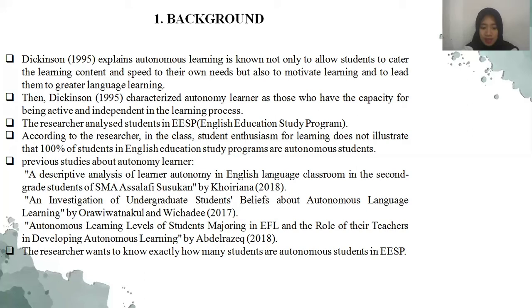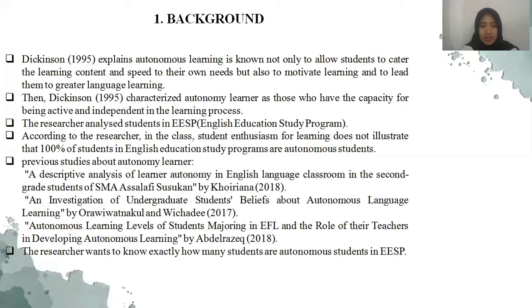Then, Dickinson 1995 characterized autonomous learners as those who have the capacity for being active and independent in the learning process. It means that autonomous learners can be seen from his or her activity during the learning process. The students who are active in the class have their responsibility to the learning process.